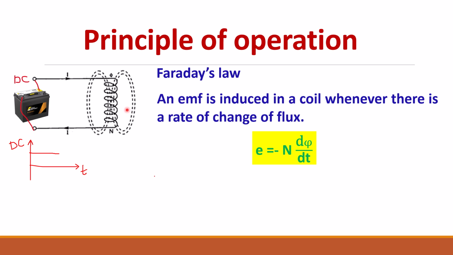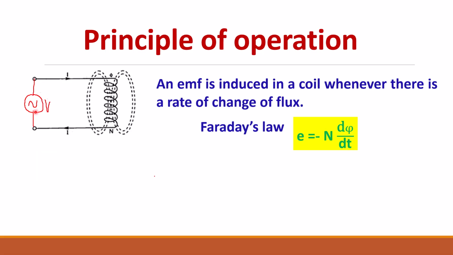But what we want is an EMF to be induced in the circuit. So we cannot use DC for a transformer. We need an AC current, alternating current, for the transformer.